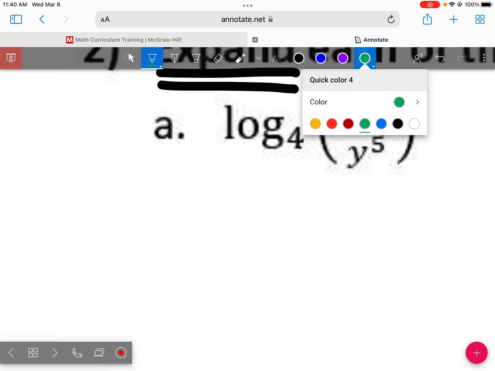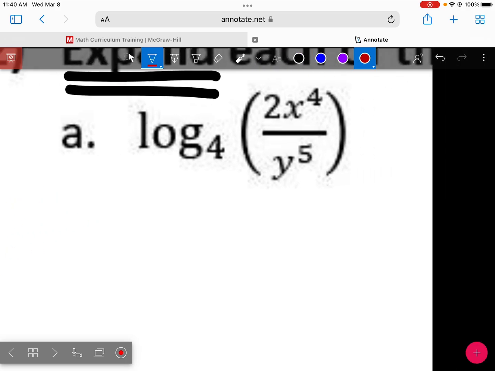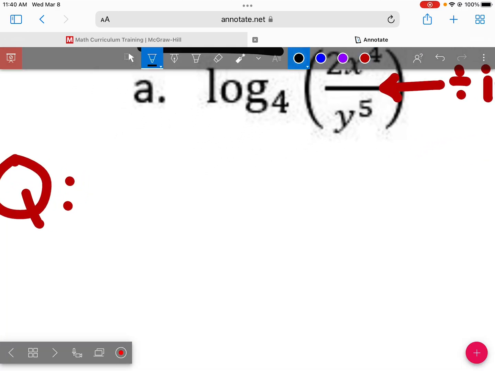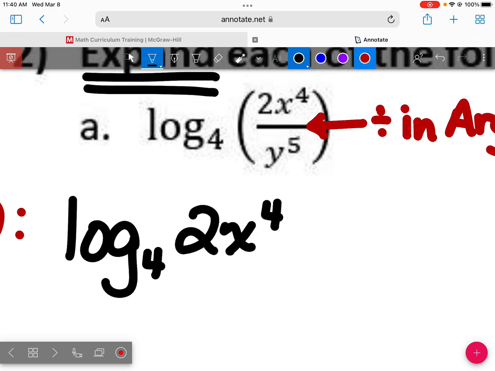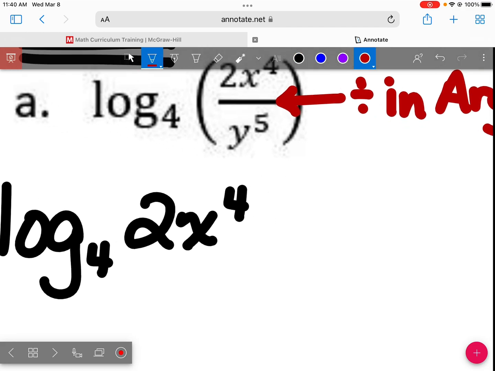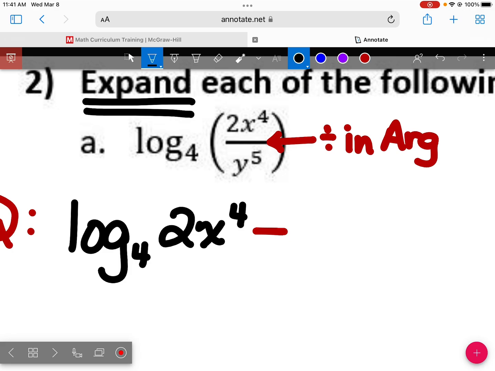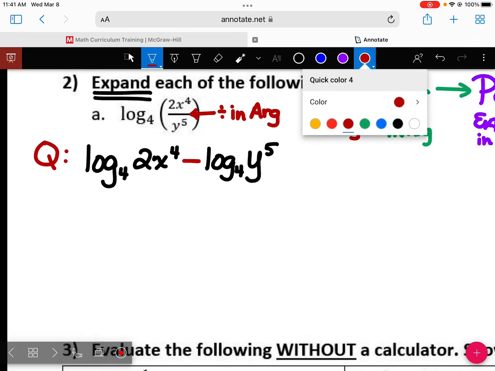All right, so let's start this. Part A, we're starting off with the quotient property. Do I need the quotient property? Yes, because there's division in the argument. All right, so I'm going to have log base 4 of what? 2x to the 4th. Instead of division, what does this turn into? Subtraction. Think about when we have division and we're doing exponent stuff, what do we do with those exponents? We subtract them. All right, so log base 4 of 2x to the 4th minus log base 4 of y to the 5th.